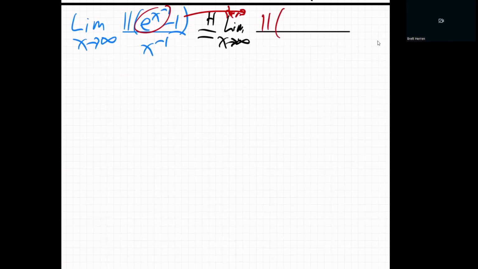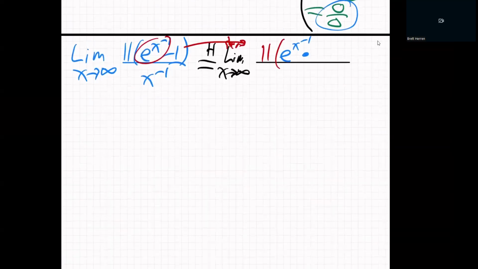Derivative of the top, the 11 just sits there. Okay. And then e to the x to the minus 1 times the derivative of the inside. Now the derivative of the inside, which is this, the minus 1 comes down, x to the minus 2. There we go. That part is 0. That's probably what you were wanting. And the derivative of the bottom is minus 1 x to the minus 2.